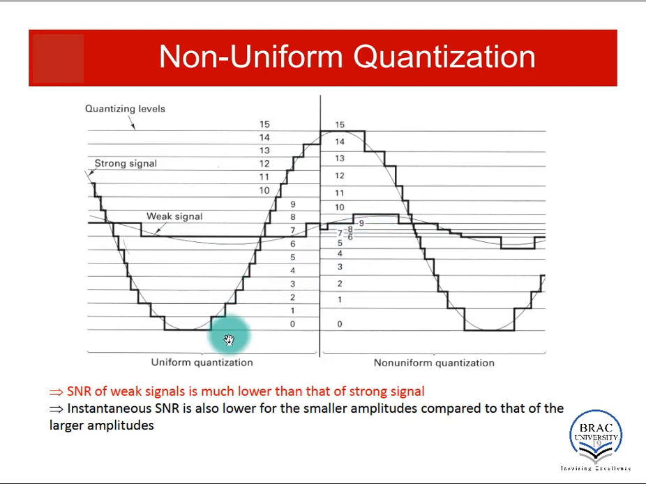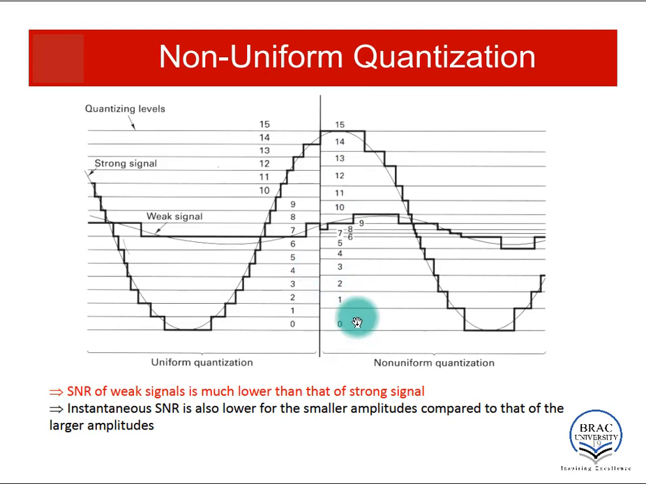So in the case of uniform quantization, we have 0 to 15, a total of 16 levels, and the separation between consecutive levels is always the same. You can see the separation between the 0 and 1 level and the separation between the 1 and 2 level are the same. That means the quantization step is fixed all the way. But in the case of non-uniform quantization, the quantization step near the center is always very small, and as we go away from the center on either the positive or negative side, our quantization step increases.